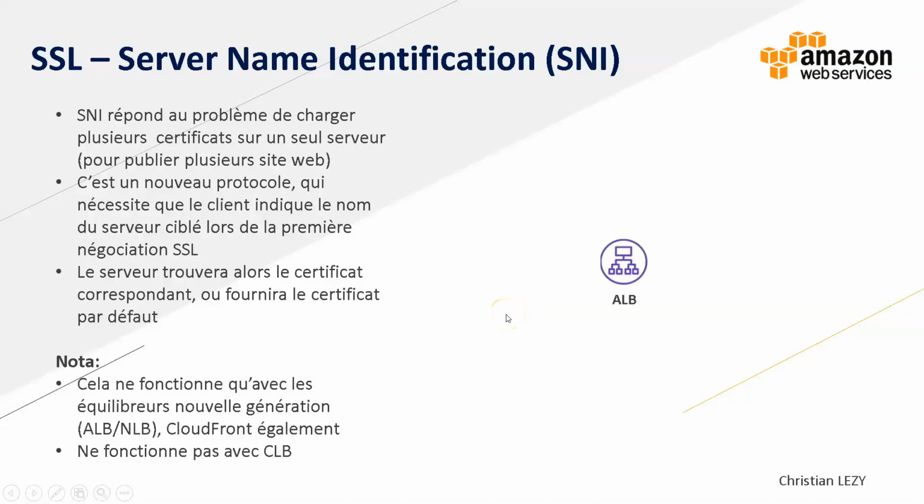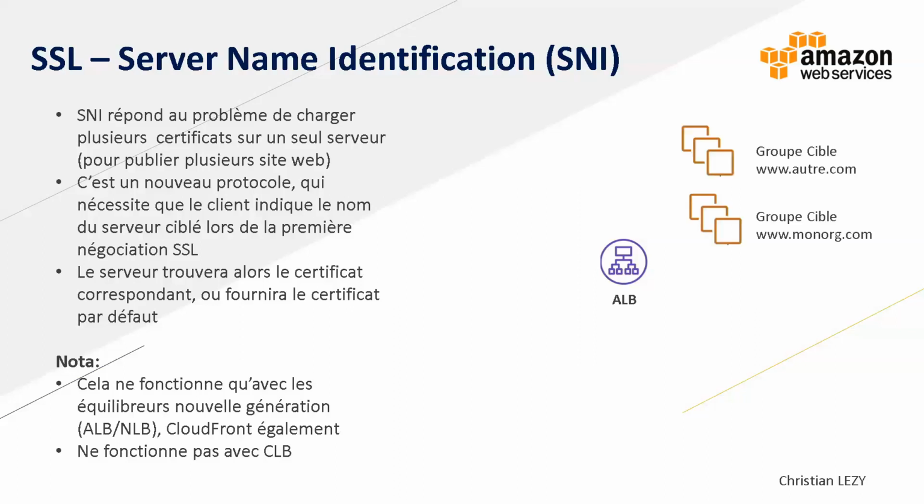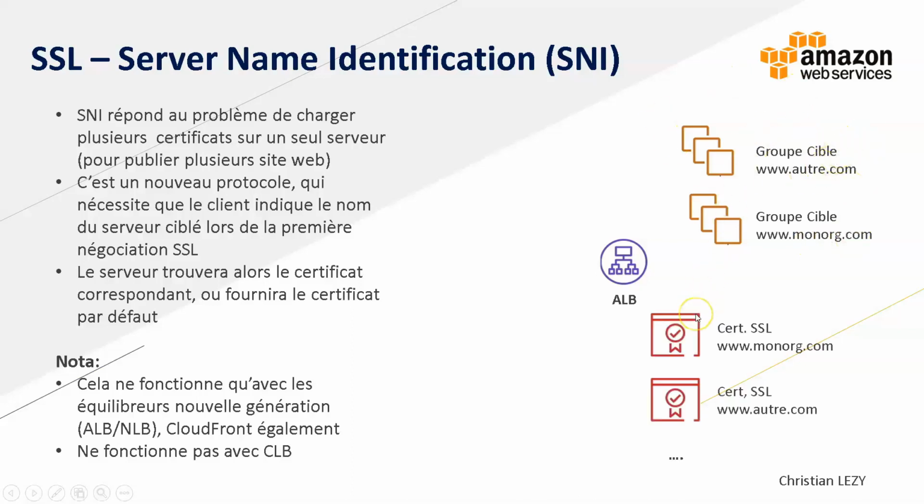Let's take an example. We have our ALB, and therefore our application load balancer. We have two linked websites, www.ut.com and www.mundoc.com, which will correspond to two target groups. And for these two target groups, we'll have two certificates corresponding to the websites of the targets.